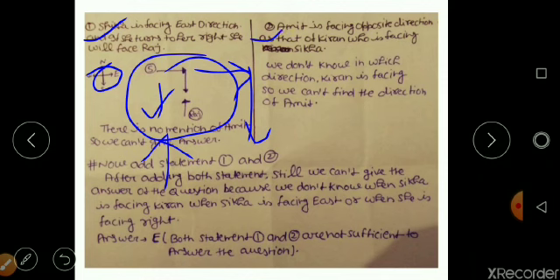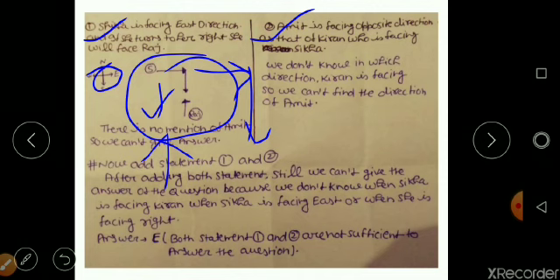Now we will check the second statement. So the second statement is: Amit is facing the opposite direction as that of Kiran, who is facing Sikha. So from this statement again we can't say anything. Why? Because we don't know in which direction Kiran is facing, so we can't find the direction of Amit.